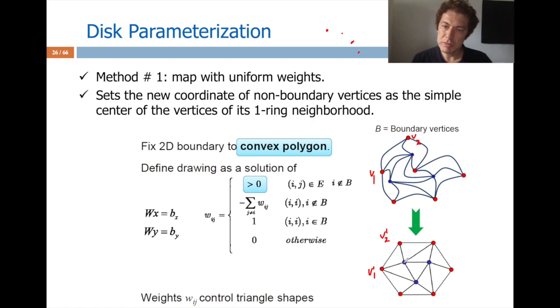So this blue will be in the center of its neighbors. This blue will be in the center of its neighbors. But be careful, when I was setting the coordinate of this blue, it will affect the situation of this blue, right? Because it should have been in the center of a vertex set, which includes this one. So it calls for a global optimization, so I will put everything into a matrix, so it will solve it globally, so don't worry about it. That's why we will do this linear system.